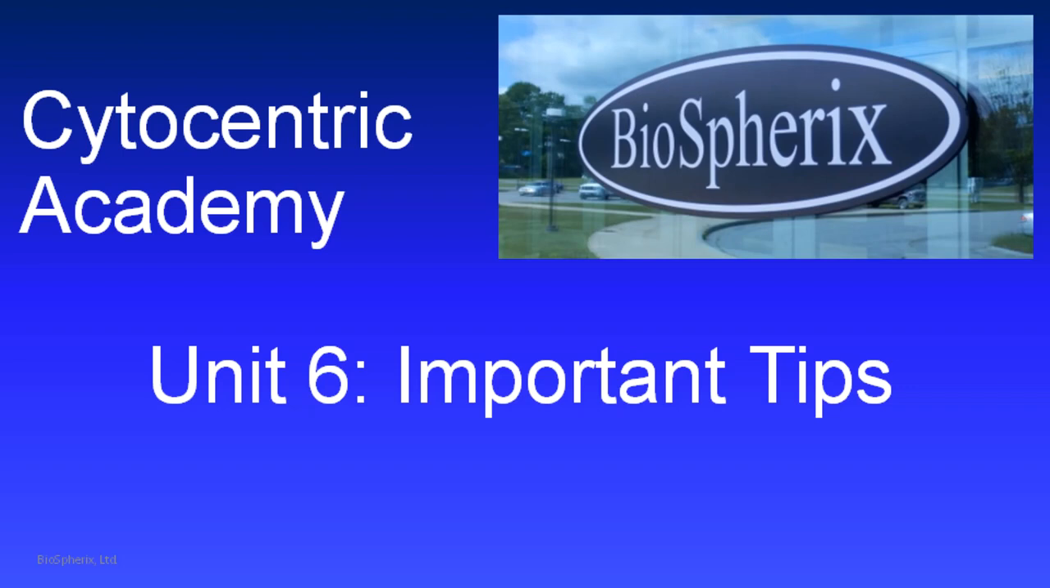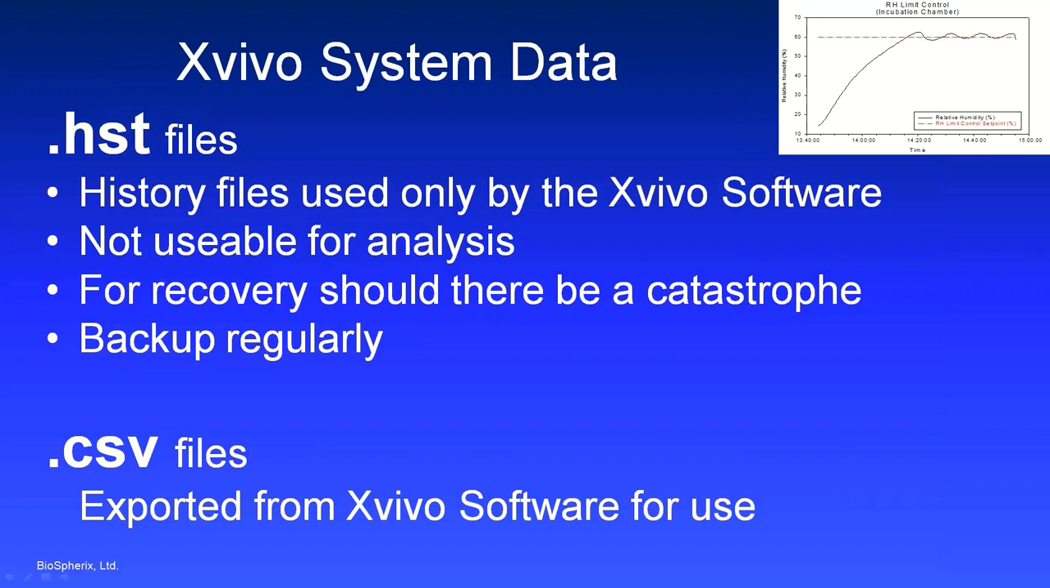We're going to start with talking about Xvivo system data. Now, there are two file types that you need to know about. There are .hst files and .csv files. Now, the .hst files, these are history files.